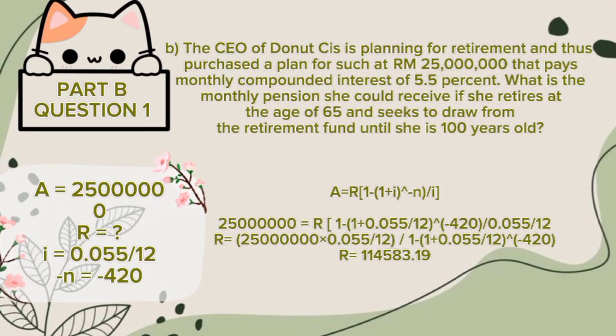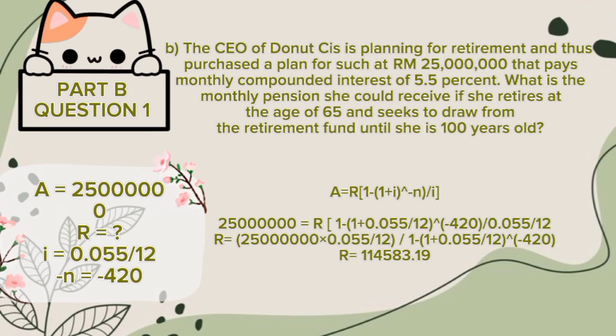The next question, B. The CEO of Donut Cheese is planning for retirement and thus purchased a plan for 25 million that pays monthly compounded interest of 5.5%. What is the monthly pension she could receive if she retires at the age of 65 and seeks to draw from the retirement fund until she is 100 years old?